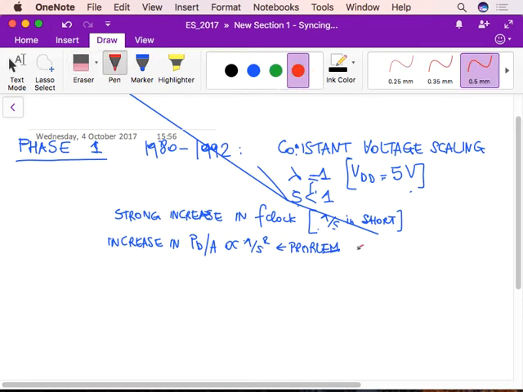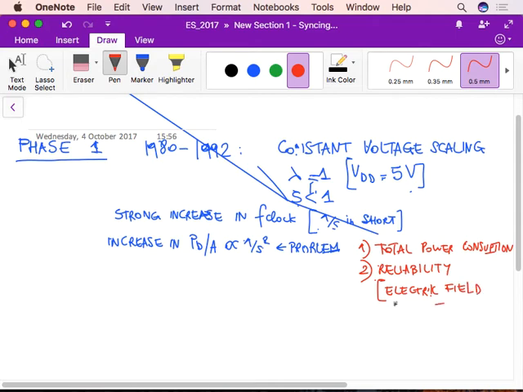There are two orders of problem. One is total power consumption, which is too high. And reliability, because the electric field is too high.